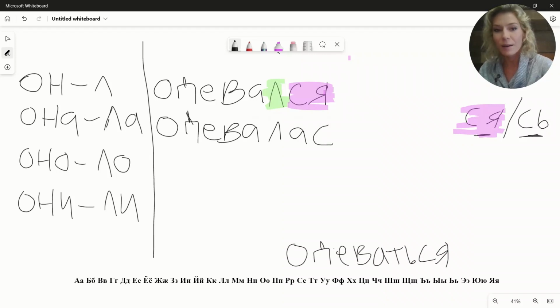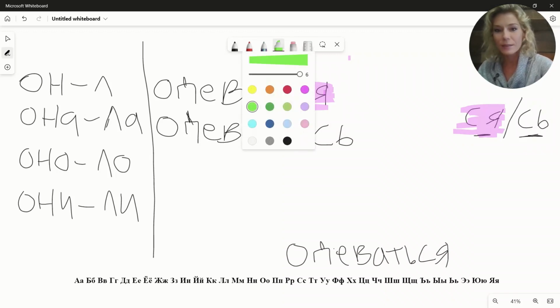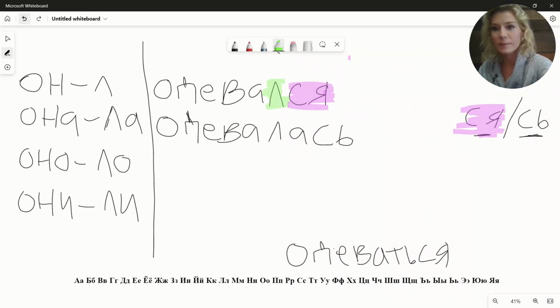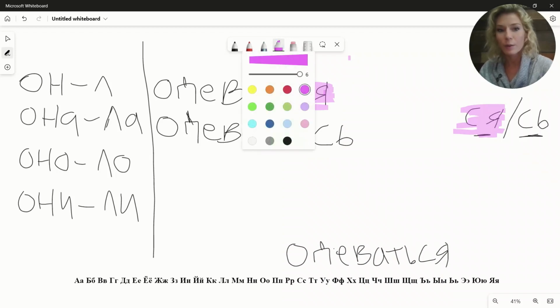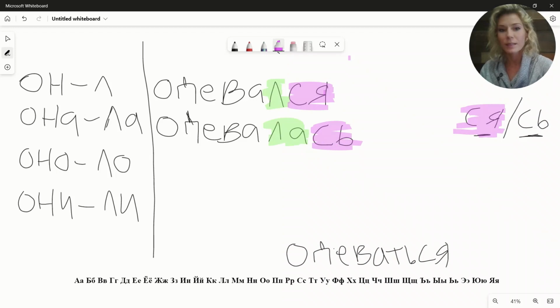Одевалась. Она одевалась. Like this. So here again, let me show you. We're keeping our la suffix to the stem of одевать, and then we are adding our reflexive ending ся with the soft sign. So to the right, all the way to the right, this is the second ending that we are using for reflexive verbs. Okay, so we have used both of them now.